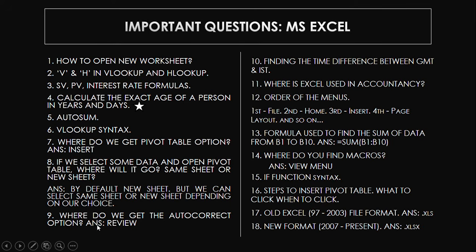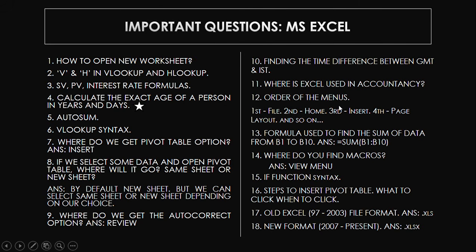Where do we get the autocorrect option? The answer is in the review menu. Finding the time difference between Greenwich Mean Time and Indian Standard Time. GMT is Greenwich Mean Time. Okay. Now obviously that is 5.5 hours, but they will just ask you how to find that out using a formula. Okay. Where is Excel used in accountancy? Pretty important question. I think the options were A was something, B was something, C was something, and D was all of the above. The answer was all of the above.